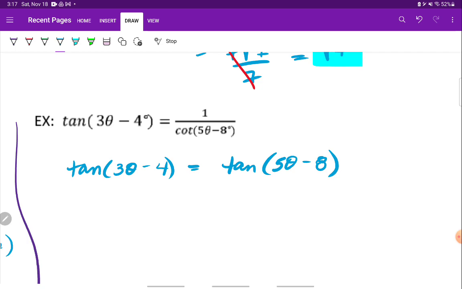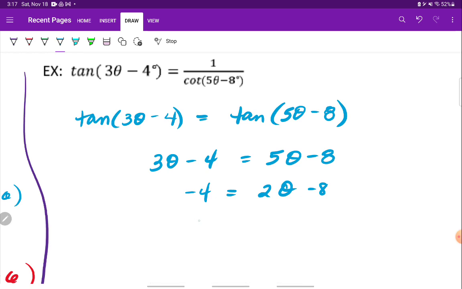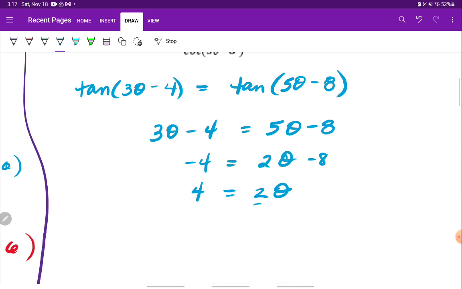Since we know that tangent and cotangent are reciprocals, we can change it to the other function as long as we do the reciprocal. And now, 1 tangent equal to 1 tangent, we can just set these arguments equal to each other. Subtracting 3 theta from both sides. Adding 8. And dividing by 2. We get theta to be equal to 2.